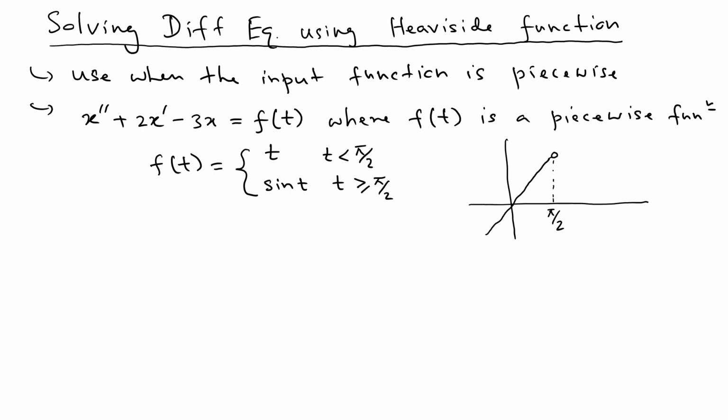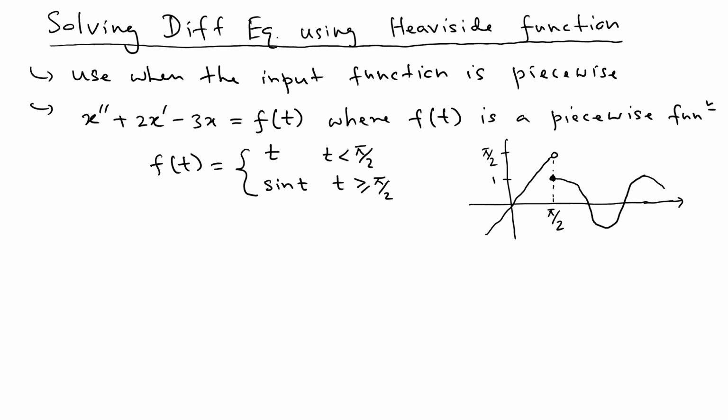And then what happens right after pi over 2? It's going to jump to the sine function. But we know that at pi over 2, sine is 1. So it jumps to 1 and then starts following the sine graph, so it's going to go like that. That's the shape of the graph in this situation. So this is exactly 1.